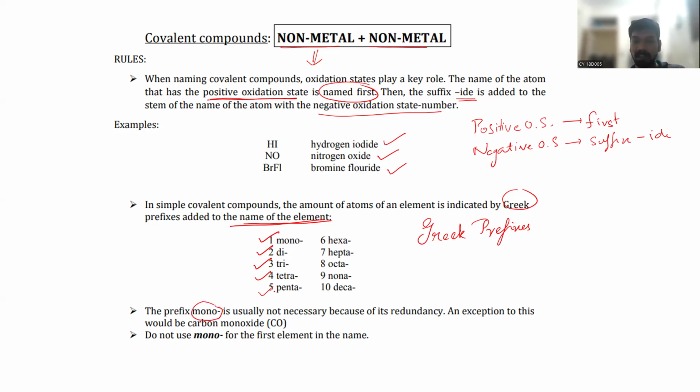We don't use that, to avoid any confusion and redundancy. But there are some examples like carbon monoxide where we generally use it. So we don't use mono, and we should not use it on the first element in the name. We cannot write mono hydrogen iodide or mono nitrogen oxide. It is a thing we avoid. So it is one of the rules.